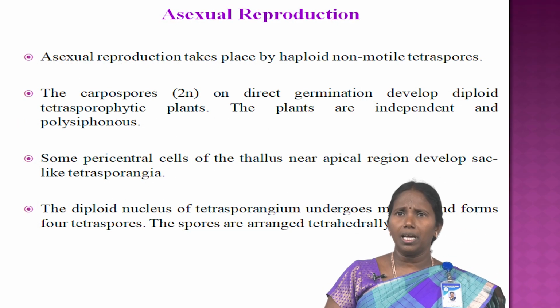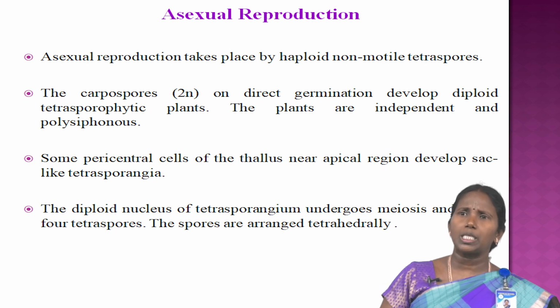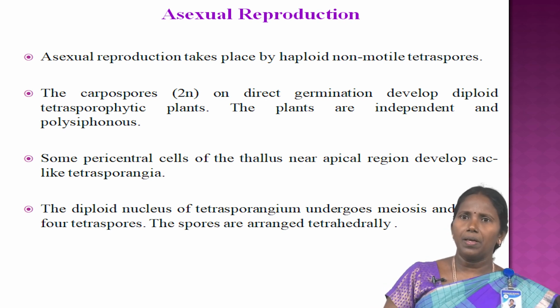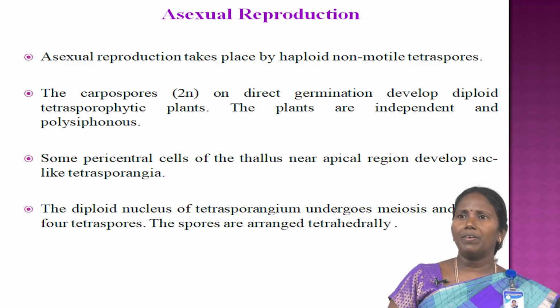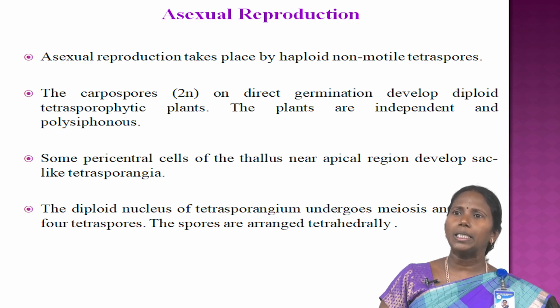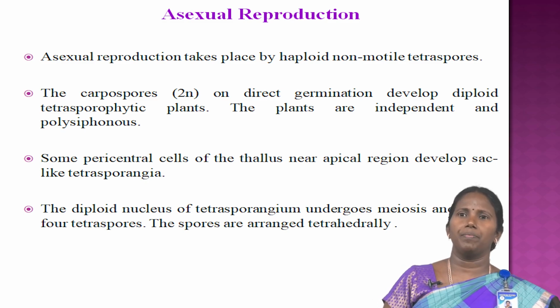Asexual reproduction. Asexual reproduction takes place by haploid non-motile tetraspores. These tetraspores germinate directly and develop into diploid tetrasporophytic plants. The plants are independent and polysiphonous.